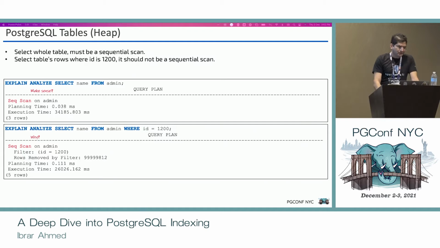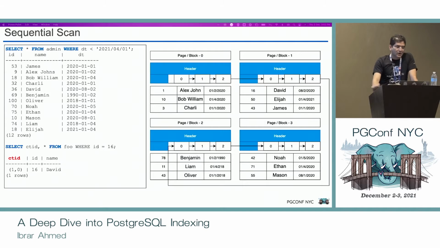You can see here that we selected all the tuples just to filter out ID equal to 1200. So it doesn't make sense that we have a sequential scan here. I will give you the idea of how a sequential scan works in PostgreSQL.